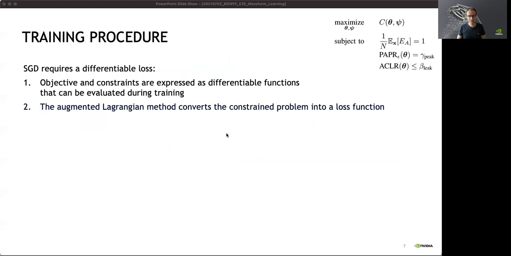We train our system using stochastic gradient descent, which requires, of course, a differentiable loss function. And for this reason, we express the objective and constraints as differentiable functions that we can evaluate during training. And we use the augmented Lagrangian method to convert the constrained problem into a single loss function. So let's go through this step by step.